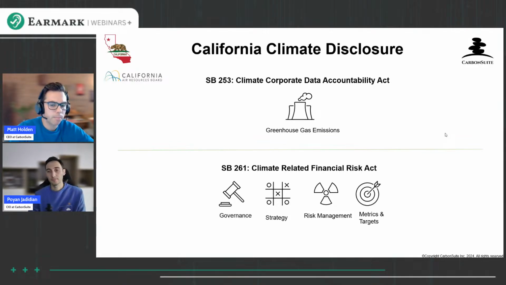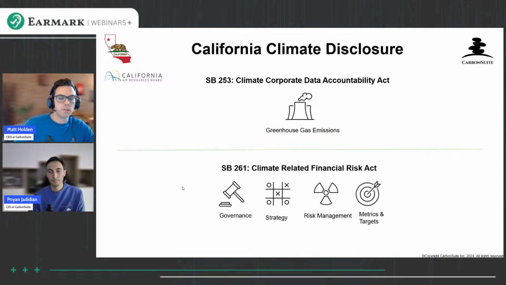it's starting at companies over 500 million in revenue. That is the SB 261. This part of the disclosure is for 500 million and up. And then the other piece, which includes greenhouse gas emission reporting, is 1 billion in revenue and up.